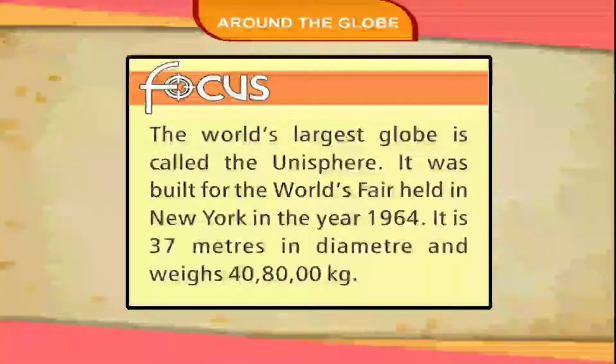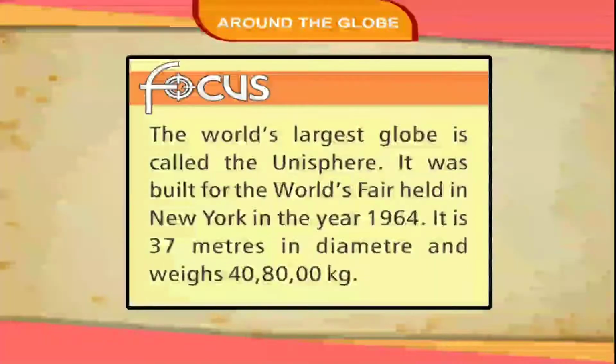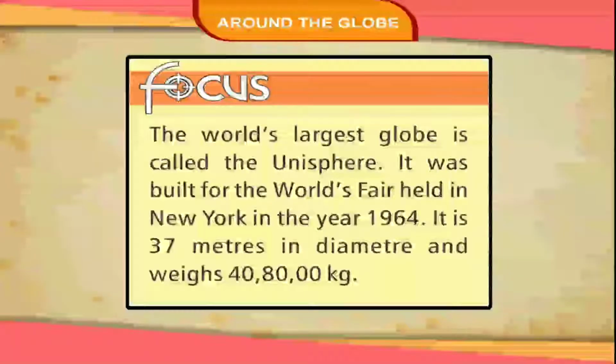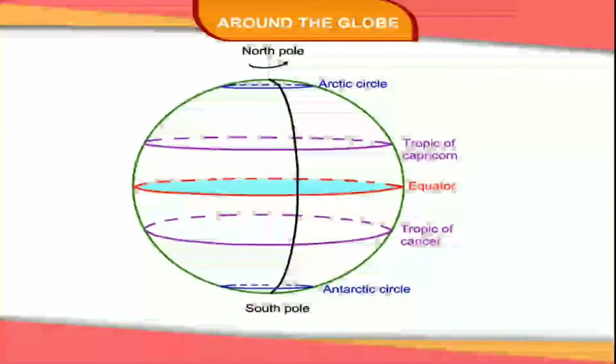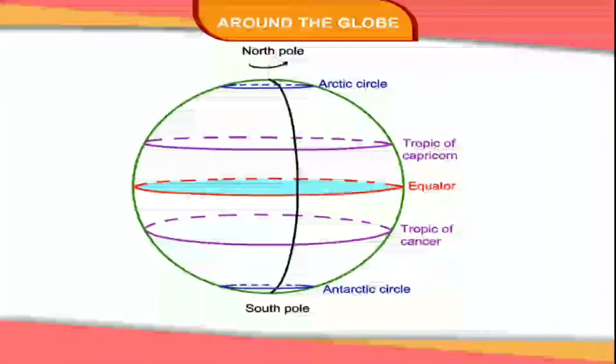Focus. The world's largest globe is called the Unisphere. It was built for the World's Fair held in New York in the year 1964. It is 37 meters in diameter and weighs 408,000 kg.